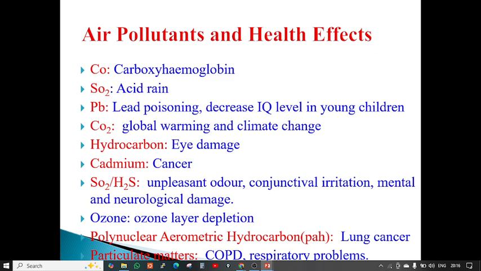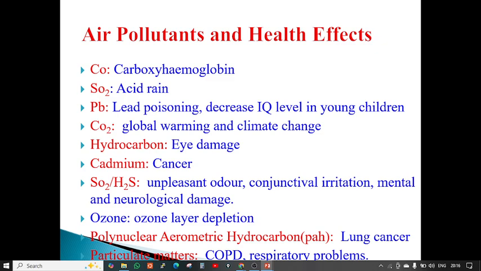particularly the small children and the old age people. In young children, people who have lead poisoning see their IQ level drop. The brain cannot develop normally. So that is the main thing that we call lead poisoning.